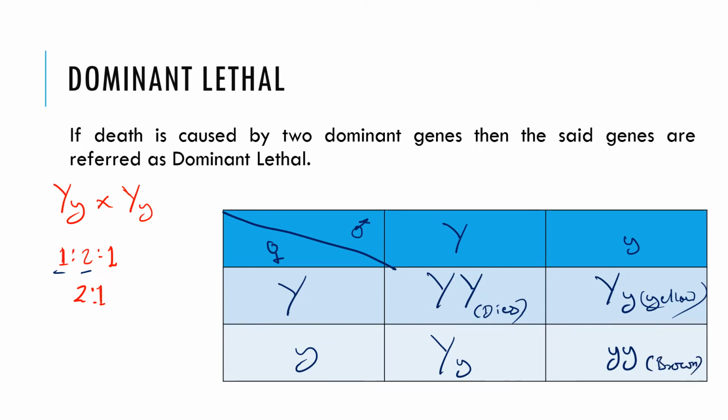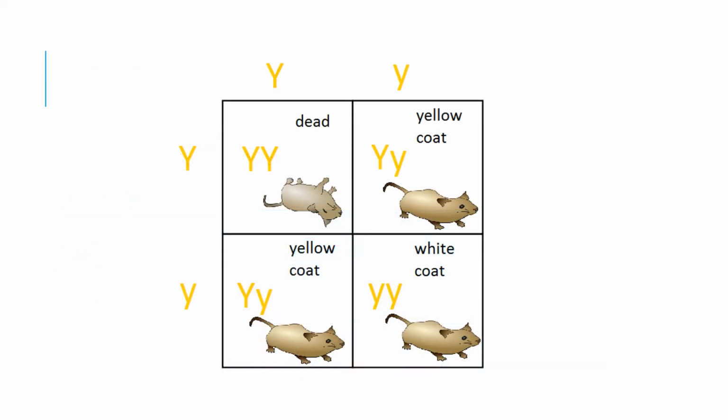So I can show you a picture of it. This is what happens. If there is a homozygous dominant state, the individual will die. In case of heterozygous dominant, you'll get the yellow color coat. In case of homozygous recessive, either white coat or brown coat. So homozygous recessive is surviving over here, but the homozygous dominant is dying. As the individual with homozygous dominant is going to die, it is the dominant lethal genes which are responsible for the death of the individual.